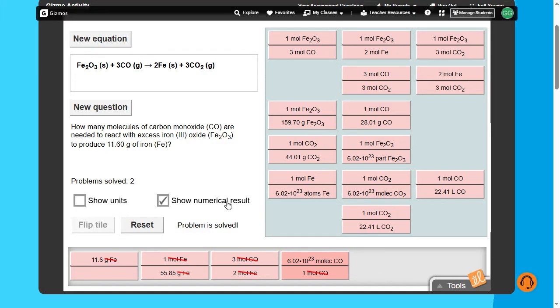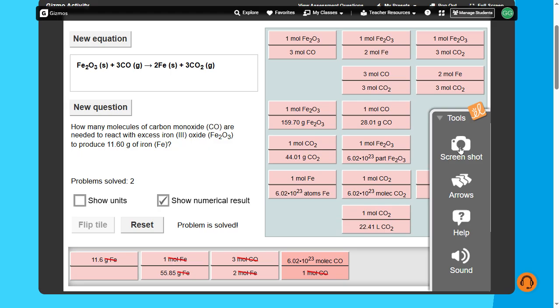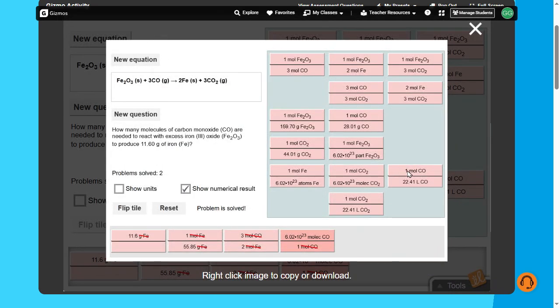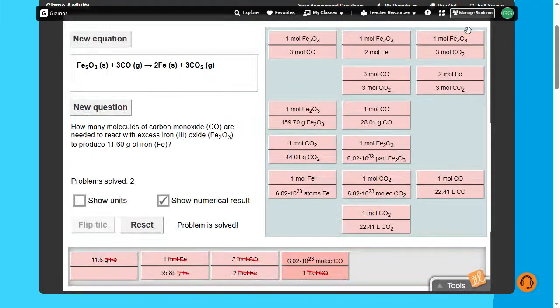Again, we click on Show Numerical Result and see that our problem is answered, and we can also use our calculator to find the numerical value. It will be 11.6 divided by 55.85 times 3 divided by 2 times 6.022 times 10 to the 23. Again, we can take a screenshot to record this and include it in our assignment.